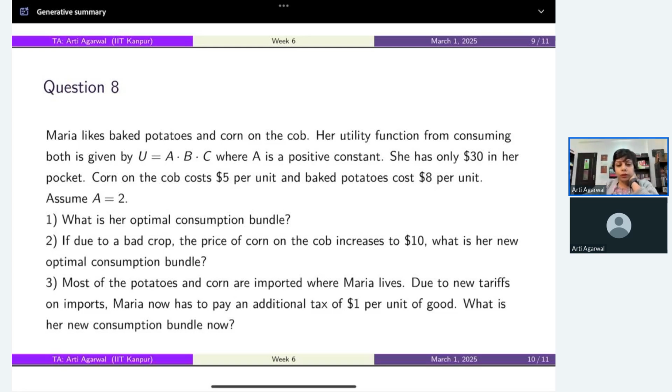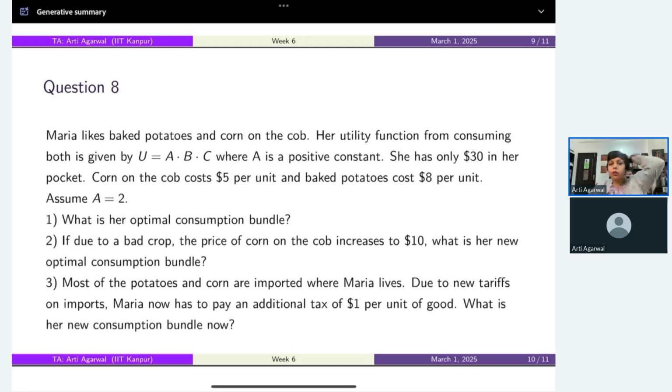Okay, so now we are given that Maria likes baked potatoes and corn on the cob. Now I have actually created this question so that you also learn simple principles which we have used in our chapter on demand and on the chapter on taxes.